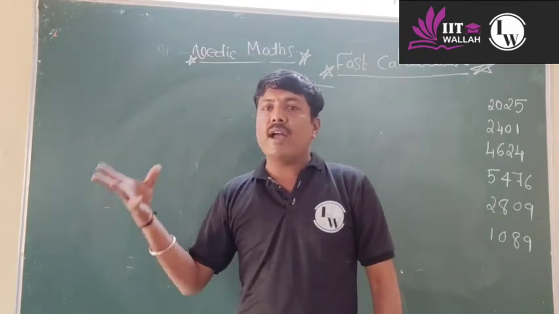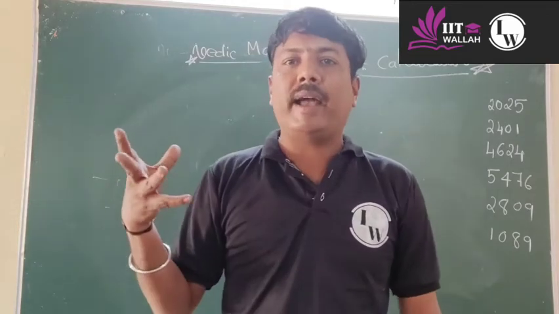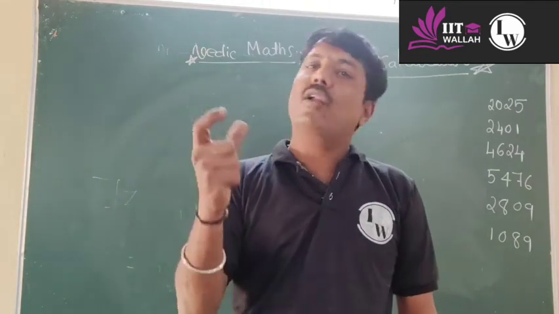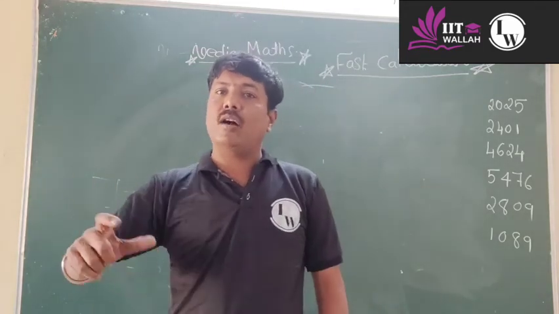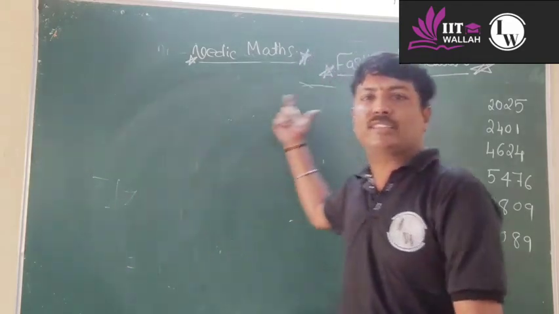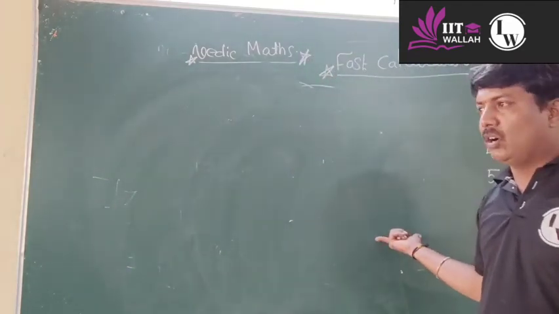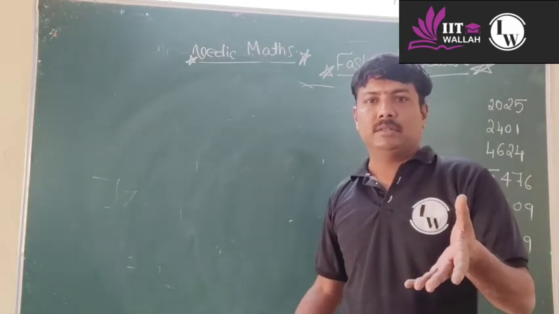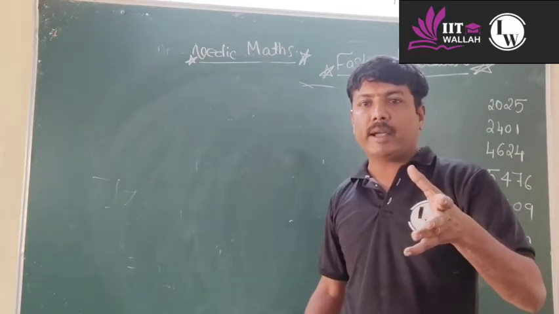What is the trick? We are going to learn how we can find the square root. Previously we already did the cube root. Now we are going to learn about the square root. Some perfect squares I have already written here. So listen very carefully. It is different from the cube root. It is totally different. Okay?